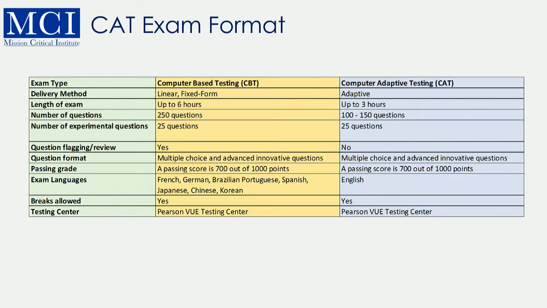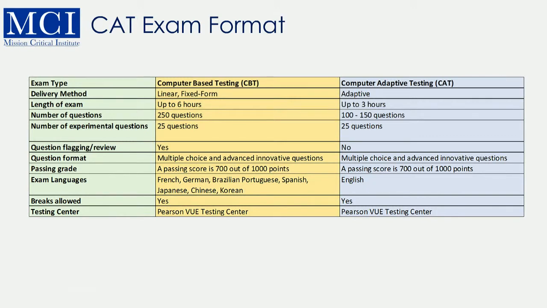One of the major differences between computer adaptive testing and computer-based testing is that with the computer-based testing, you can mark questions for later review. The format in both tests is going to be similar in terms of mostly A, B, C, D type questions, some true/false, some NOT questions, some scenario questions. But the computer-based testing will apply to all languages except for English.